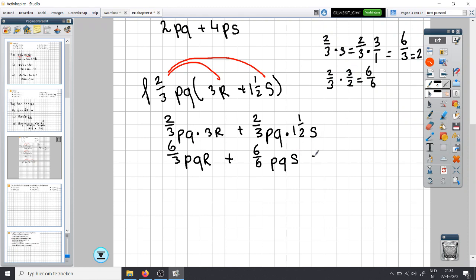Here I'm not done yet, because 6 over 3 is the same as 2, PQR. And 6 over 6 is the same as 1. But I don't write down 1 here, right? Because 1 times something is just that thing. So I write down just PQS. Okay, so maybe you have to practice this again a bit, multiplying with fractions, but that's okay. A bit of arithmetic never hurts. Good luck, and if you have any questions, ask them in the lesson.